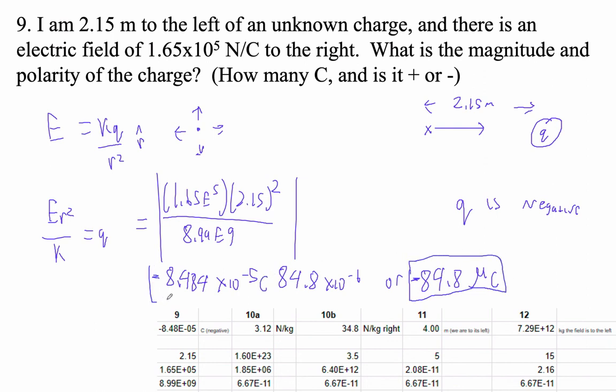Coulombs. Either one is correct. Let me just say that people tend to put it in microcoulombs, so this would be a more common answer. It's helpful to keep everything in the same power of 10. That's a whale of a charge for a laboratory. Remember, our Van de Graaff, when it's super hot, is about a microcoulomb, 1 microcoulomb. So there you have it.